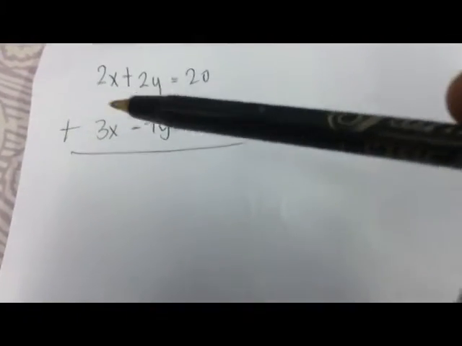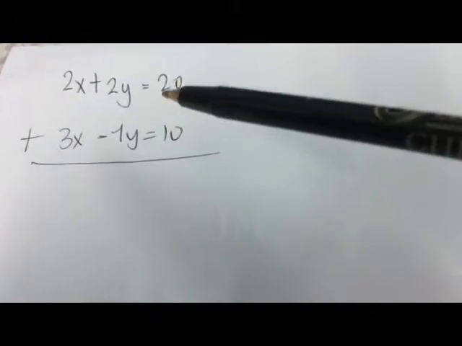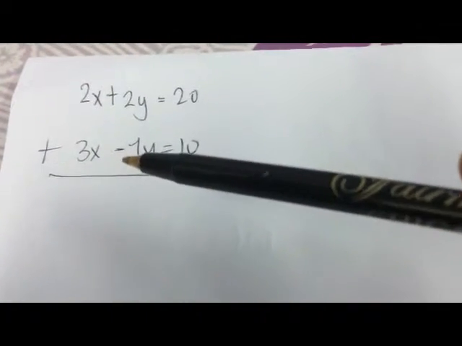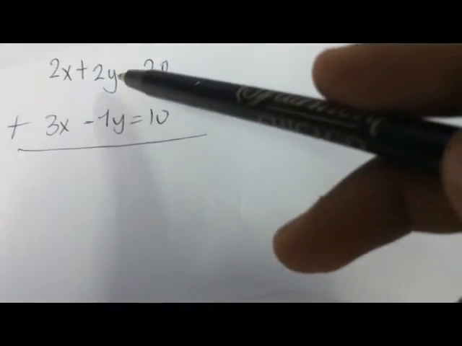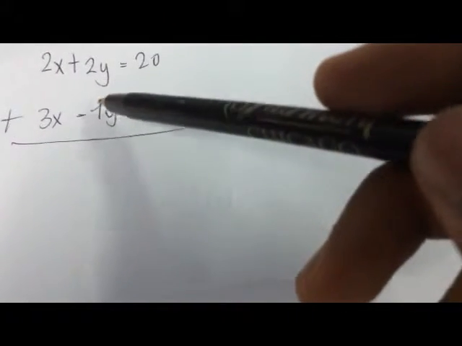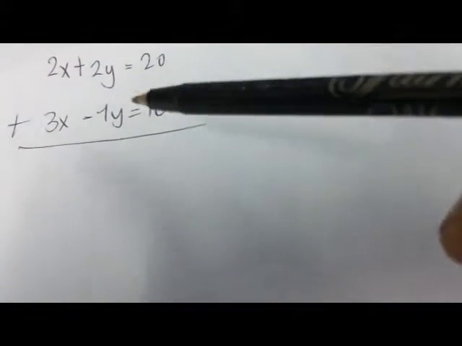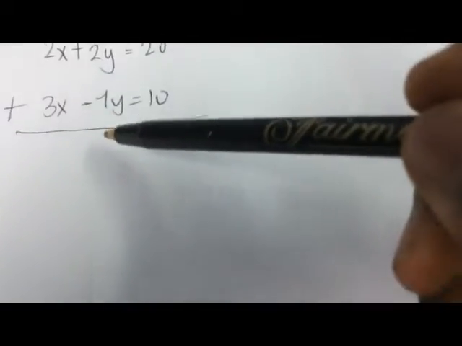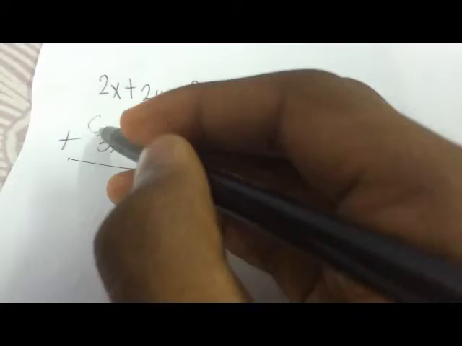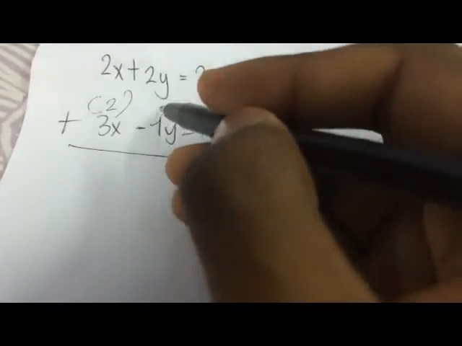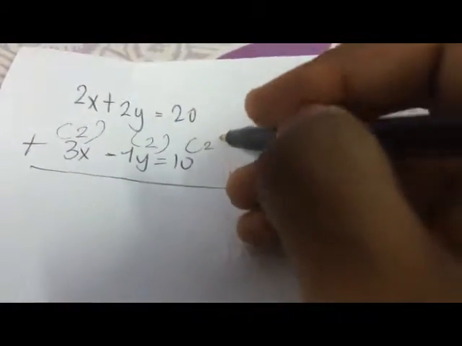So now we're going to use multiplication in the third question with addition. So the question says 2x plus 2y equals 20 plus 3x minus 1y equals 10. So in order to eliminate the y's, we cannot, because 2y minus 1y equals just 1y. So we won't be able to eliminate. So what we are going to do is multiply the second equation by 2, each side, times 2.